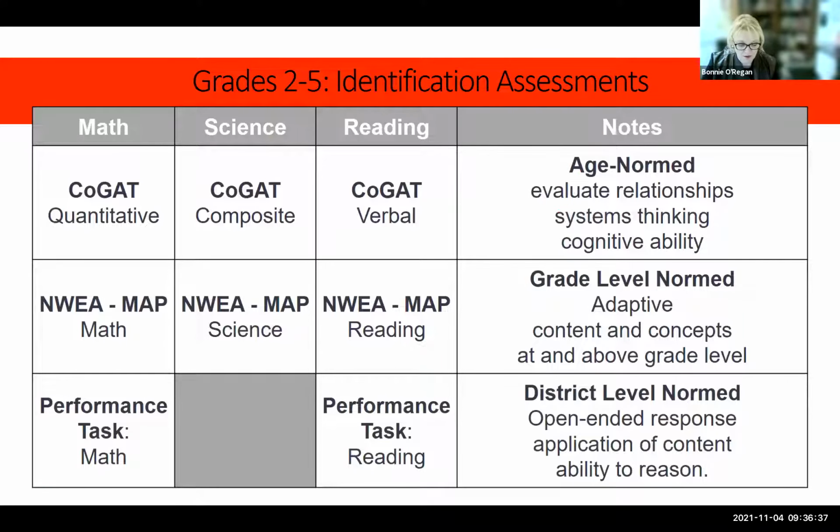There is a CogAT, which is age normed. This assessment evaluates relationships, systems thinking, and cognitive ability. Students then take the NWEA map. This is a grade level normed and assesses both content and concepts. The assessment is adaptive, giving students questions at and above grade level.